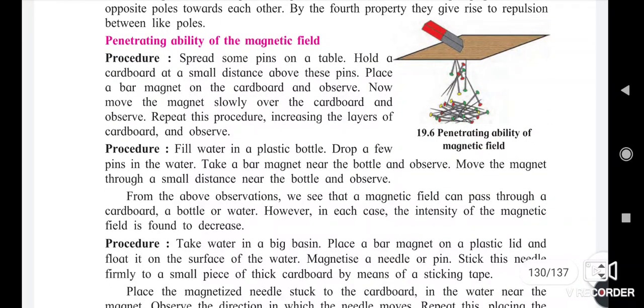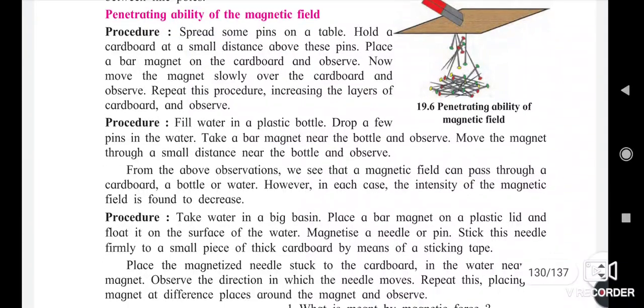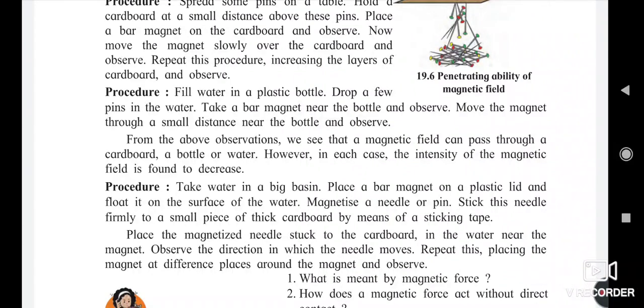From the above observations, we saw that the magnetic field can pass through the cardboard and the bottle of water. However, in each case the intensity of the magnetic field is found to be decreasing. The magnetic field is lowest in the water, higher in the bottle than in the water, and higher in the cardboard than in the bottle.